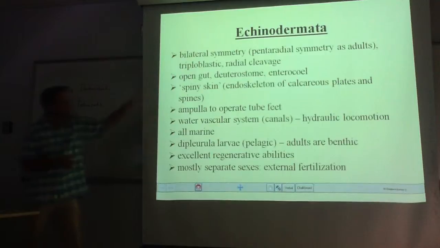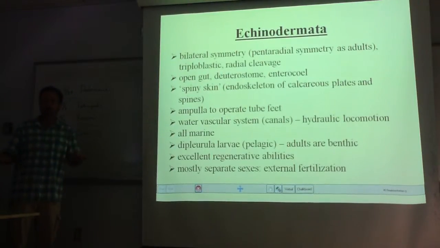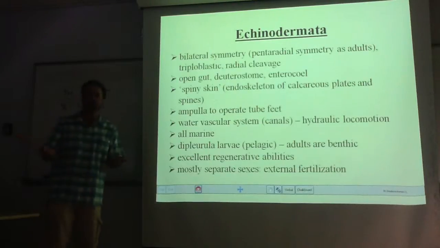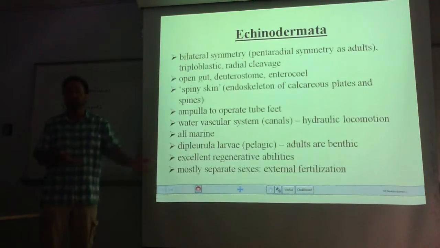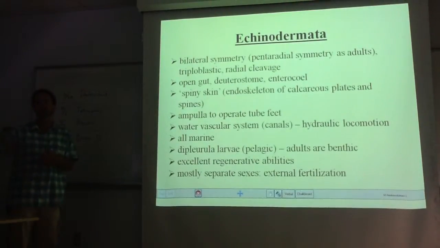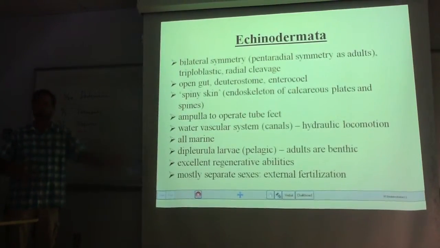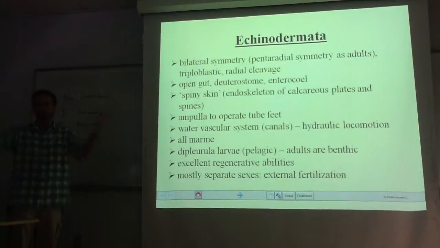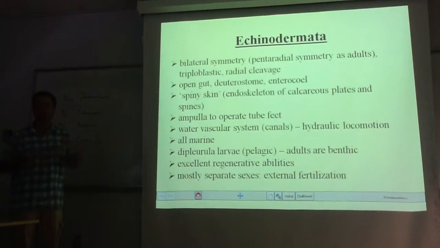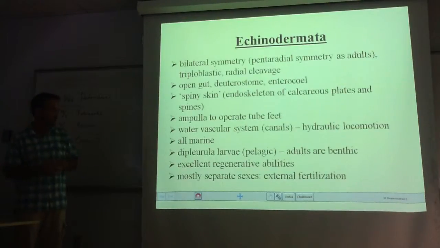Another interesting thing about echinoderms is that they are all marine. There are no freshwater members, there's no terrestrial members. In most of these phyla, when we're looking at annelids, there are plenty of marine annelids, but there's freshwater annelids and there's terrestrial ones too. For mollusks, there's plenty of marine ones, plenty of terrestrial ones, plenty of freshwater ones too. Not these guys. These guys are all marine. There's none that have ever gone into freshwater or terrestrial habitat.